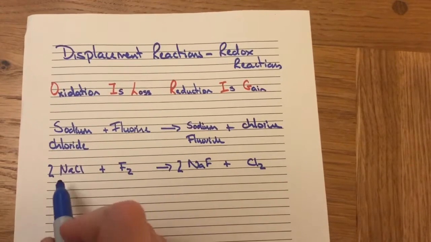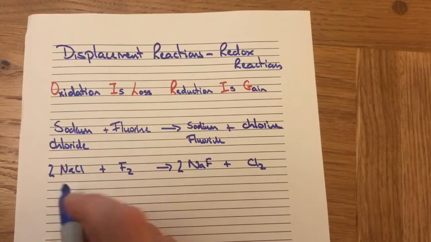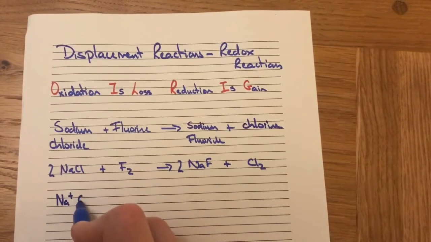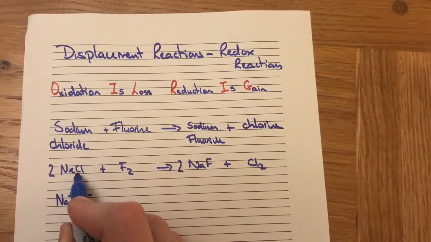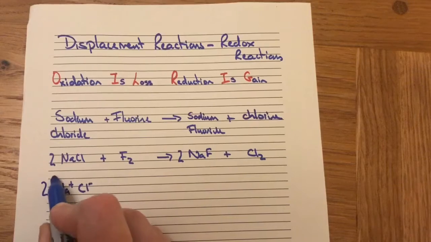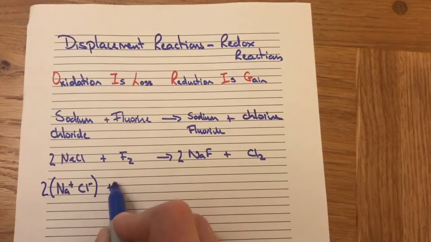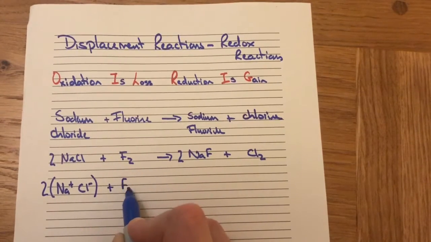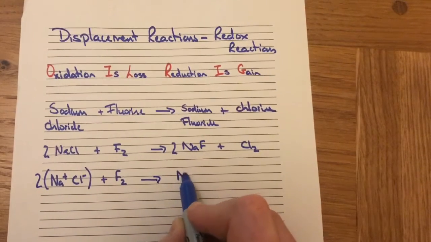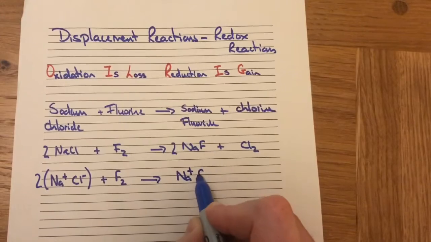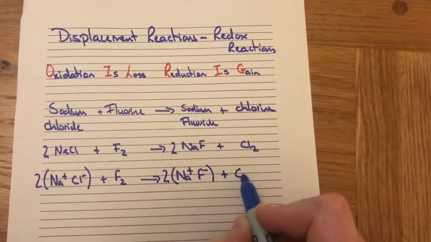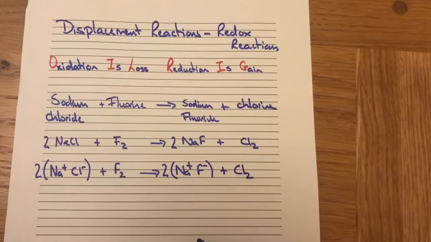So to help with that, I'm going to separate these out. Here I've got Na+ and Cl-. This is the ionic compound sodium chloride. So Na+ Cl-, and I've got 2 of those. F2 is covalent, so there are no ions involved there. And that's making sodium, Na, and F, and there are 2 lots of this, and Cl2, okay?